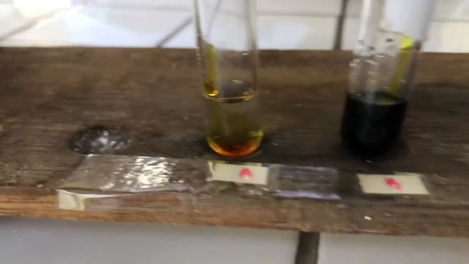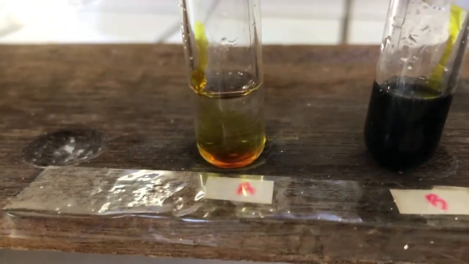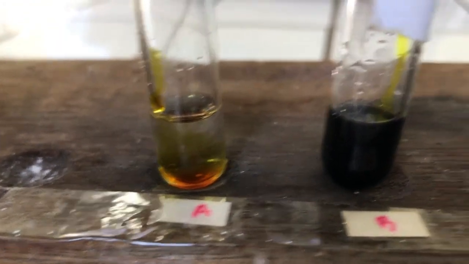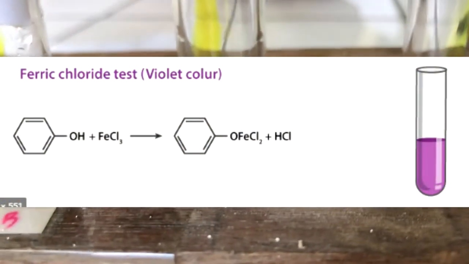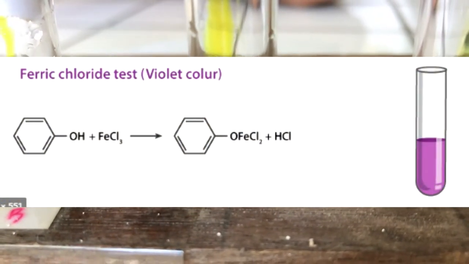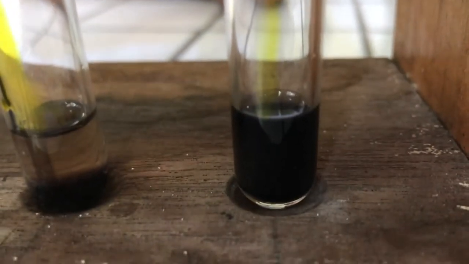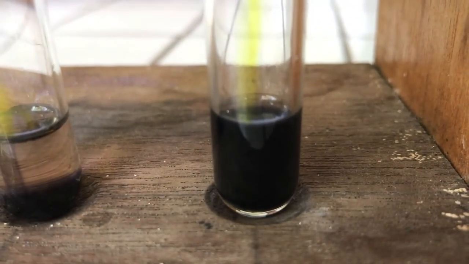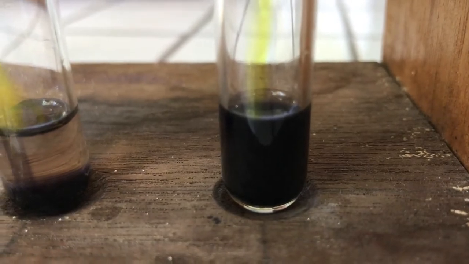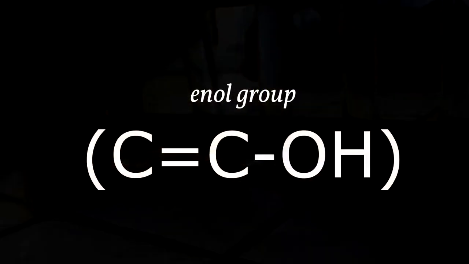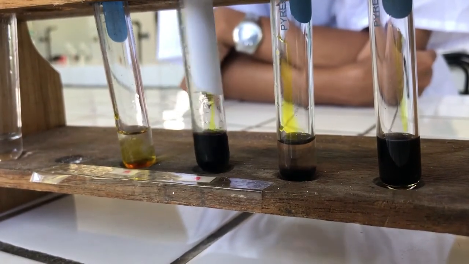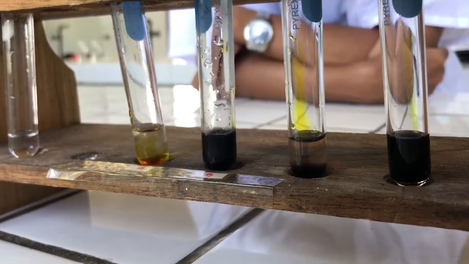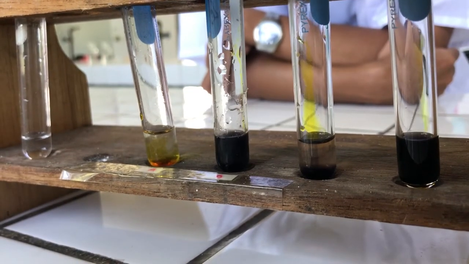Phenol reacts with neutral ferric chloride to give a purple-colored water-soluble complex. In fact, all compounds, whether aliphatic or aromatic, containing the enol group, unlike alcohols, give characteristic colors with neutral ferric chloride.